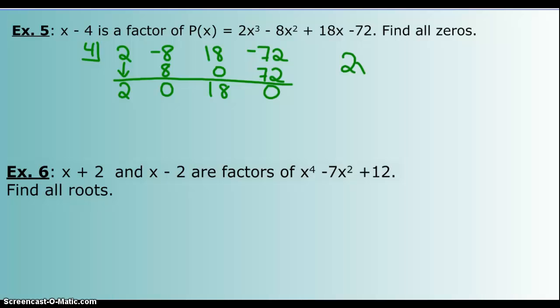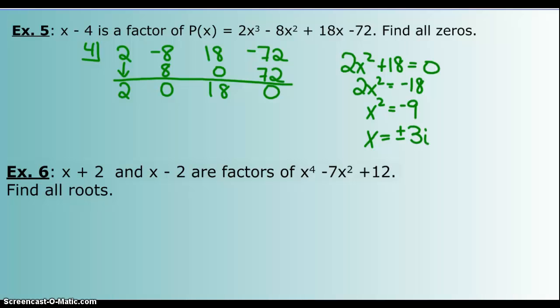So I get 2x squared, there is not an x term, plus the 18. You could do the quadratic, or you can solve this one. You're going to go through and get 2x squared equals negative 18. x squared equals negative 9. So when I take the square root, I get plus or minus 3i.